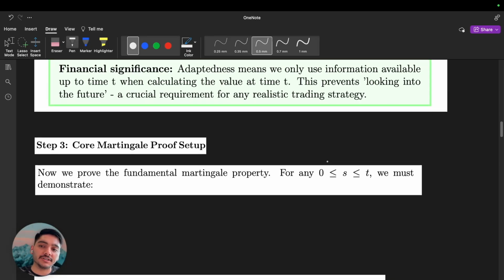So let's jump to step 3, which is the core martingale proof setup. Now we need to prove the fundamental martingale property.